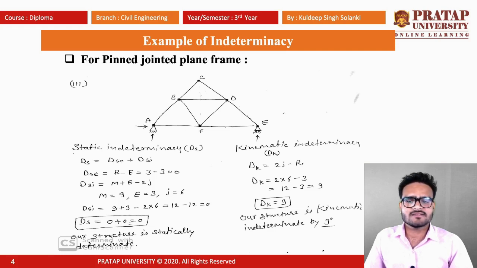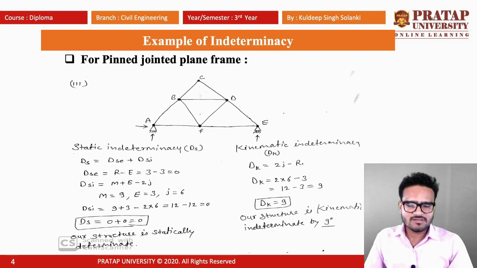At A, 3 reactions are available. At E, 1 reaction is available. So total reactions is 3? The value of R is 3. Put the values of J and R, 6 and 3, and we get the value of DK equal to 9. So we can say our structure is kinematically indeterminate by 9 degrees, because the value of DK is equal to 9.